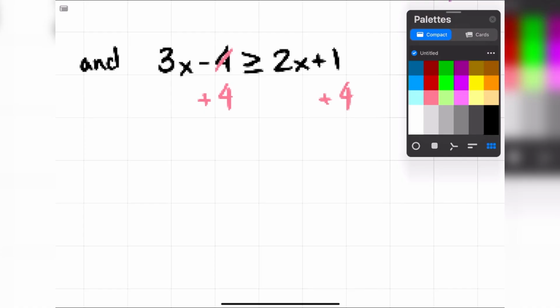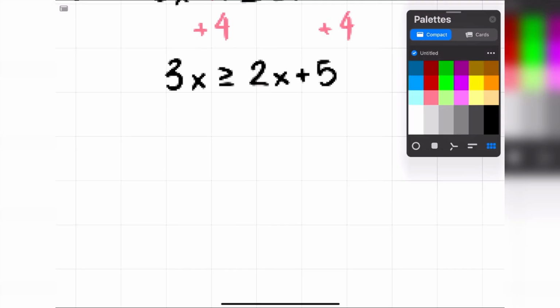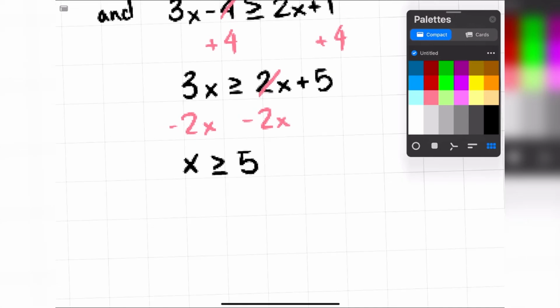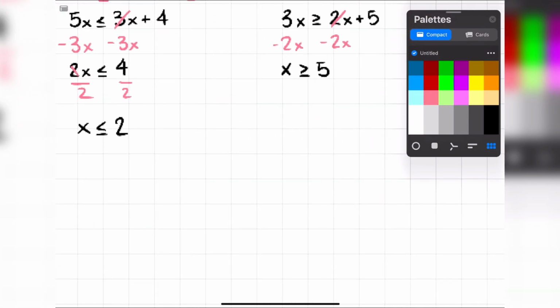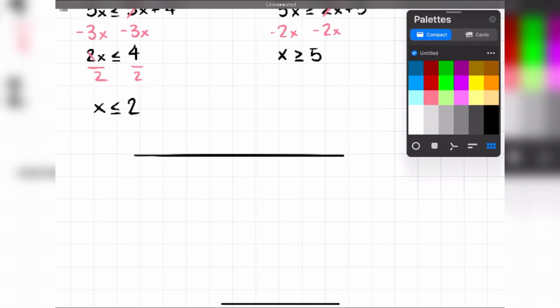Next one. For this one, we can add 4 on each side. It'll cancel out this 4 here, and now we have 3x greater than or equal to 2x plus 5. Then we can subtract the 2x here, which will cancel out this, and then we have x is greater than or equal to 5. So now we have to satisfy both of them, right?